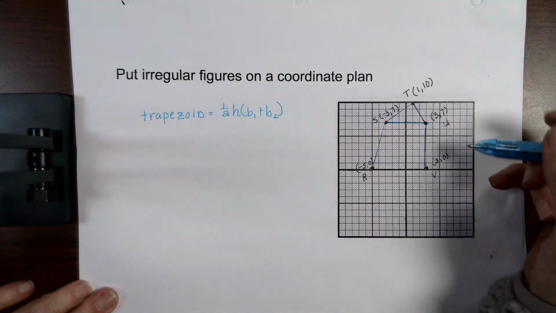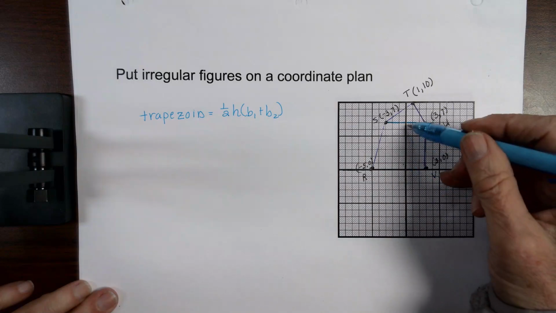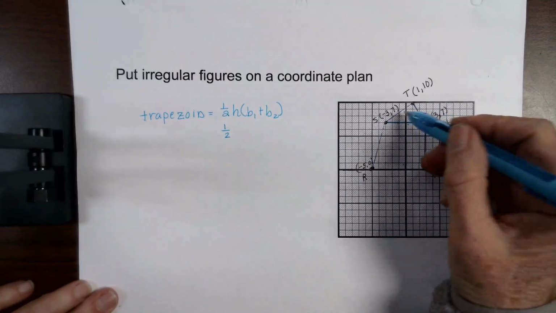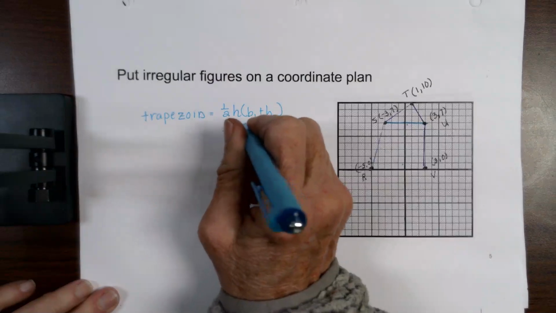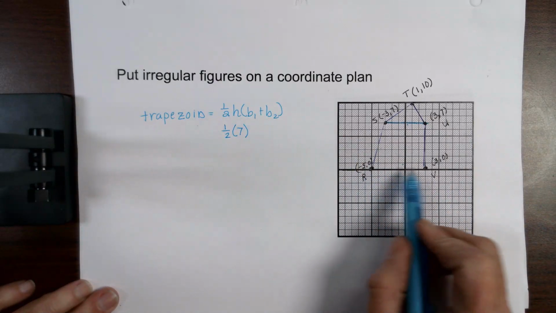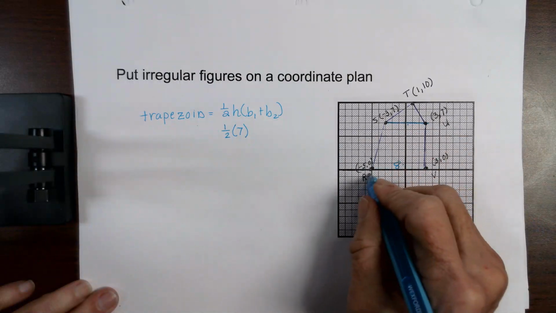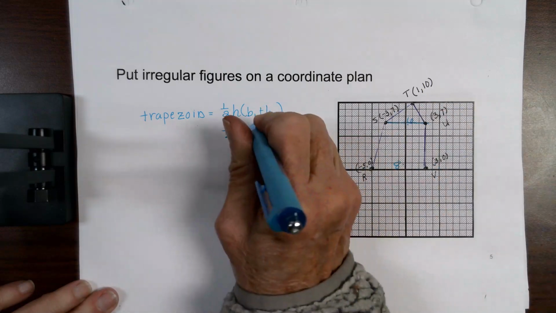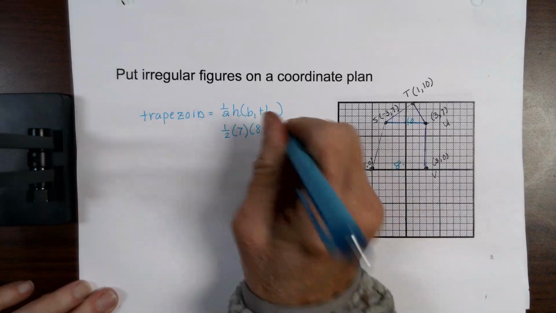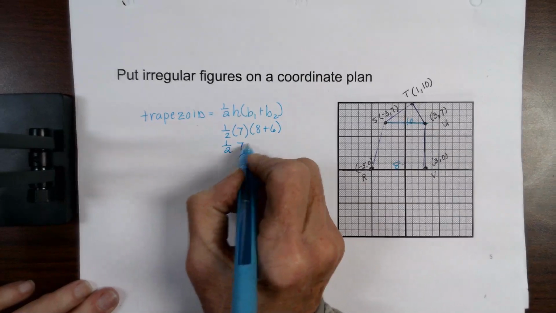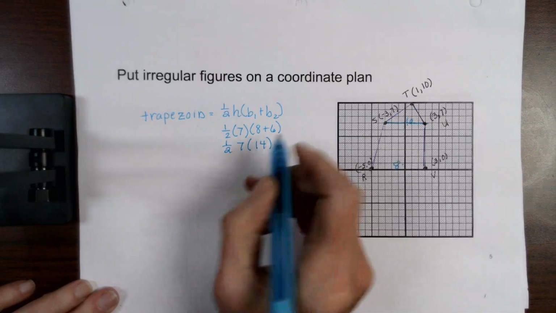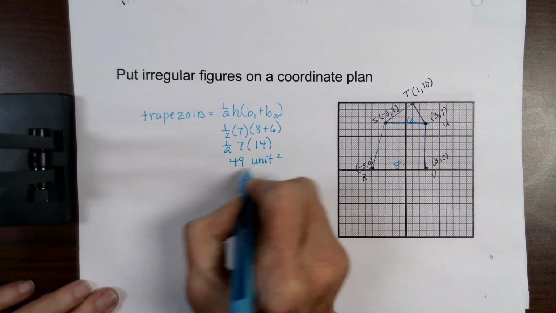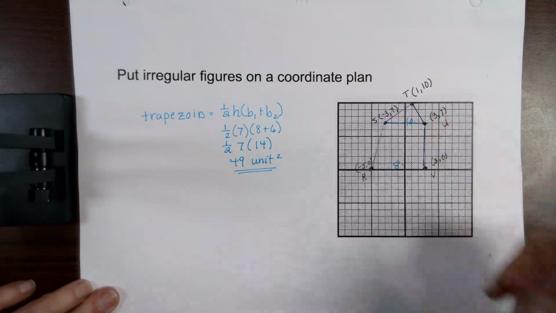So the height of this would be from 0 to 7. Okay, because this is the height, this is at y equals 7. So that's going to be a height of 7, and then your bases are going to be from -5 to 3, which is an 8, so that's an 8. This is going to be from -3 to +3, so that's a 6. So that's going to give me 1/2 of 7 times 14, so this will give me 49 units squared. Okay, so that's the area of this trapezoid down here.